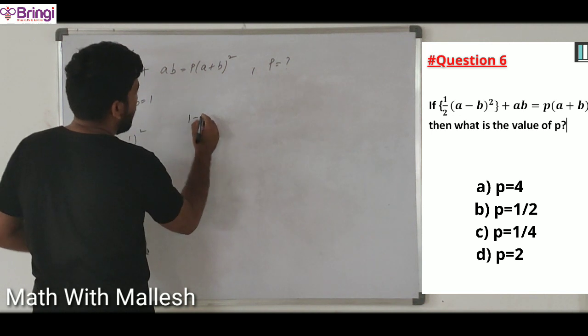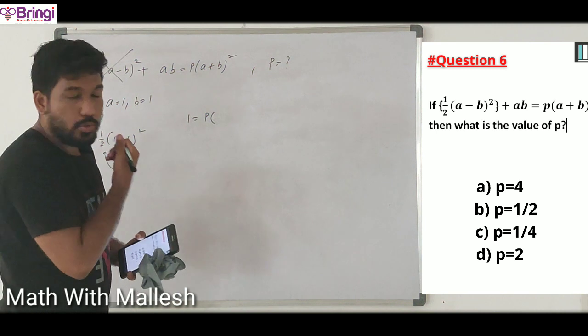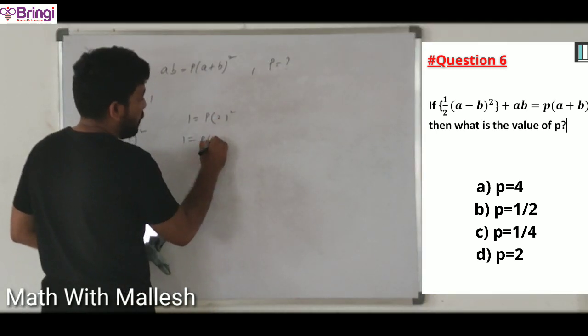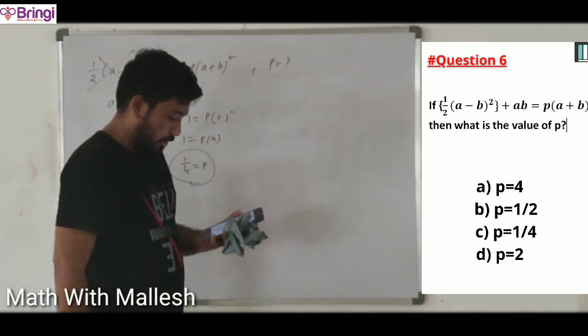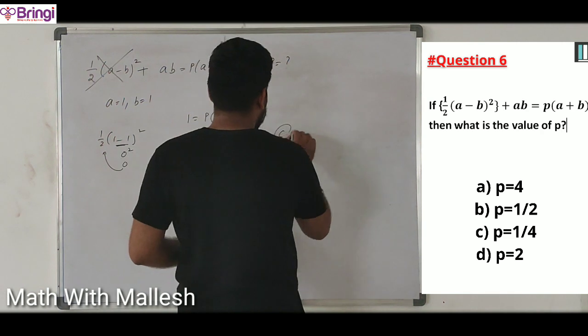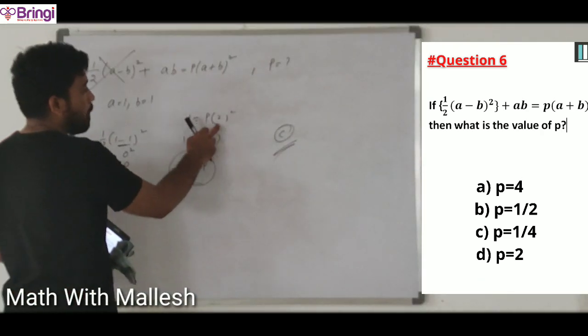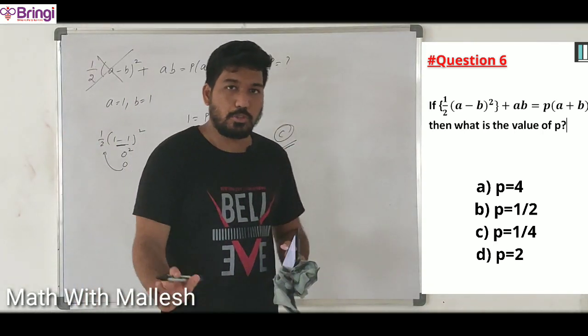So 1 is equal to p into 1 plus 1 whole square, 1 plus 1 means 2 whole square, 2 whole square is nothing but p times of 4. So 1 by 4 is equal to p. So what is the option? P is equal to 1 by 4, option C. Just a matter of 30 seconds. 1 is equal to p into 2 square, 2 square is 4, 4 comes here, 1 by 4 is equal to p, that's it.